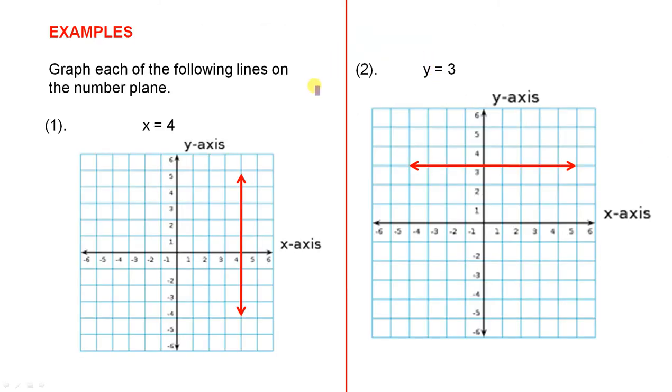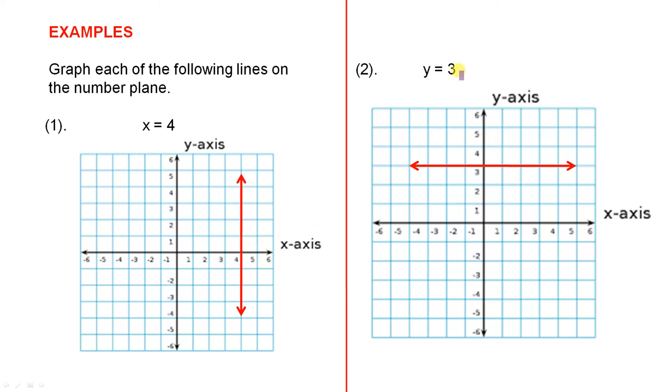Let's have a look at some examples. Graph each of the following lines on the number plane. x equals 4. x equals 4 means it goes through the point (4, 0). It means that the line is 4 units away from the y-axis. So it cuts the x-axis at the point (4, 0). So here we have x equals 4.